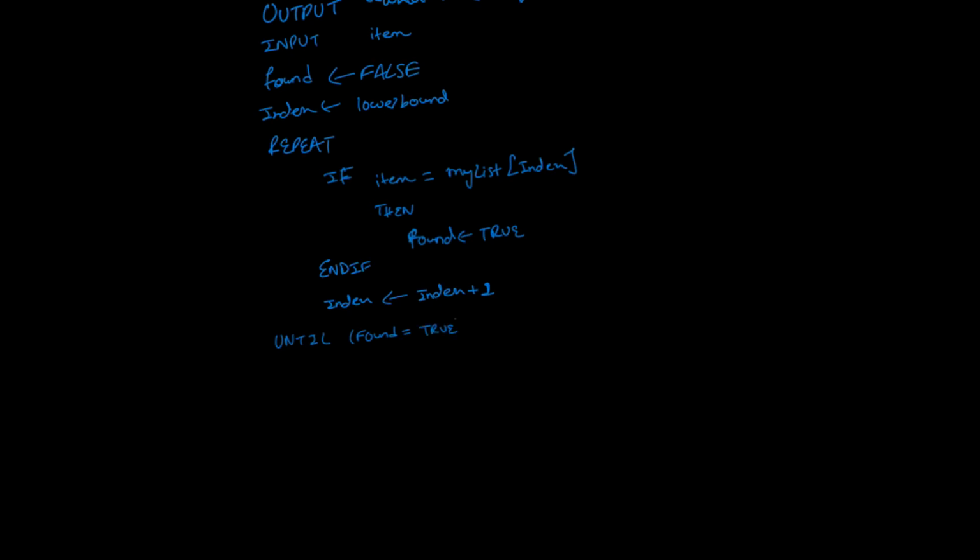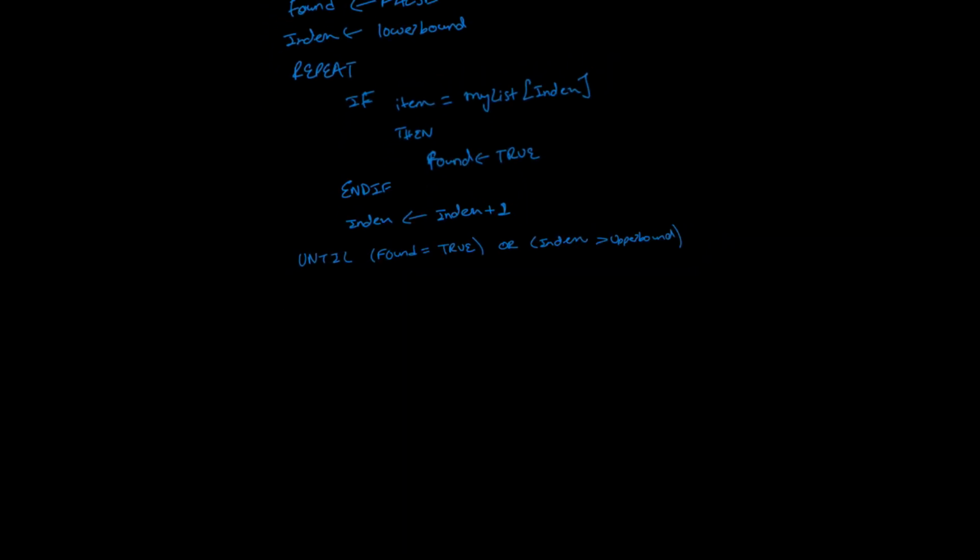So there are two conditions: either found is going to be equal to true, or the index while looping is going to become greater than upper bound. If index becomes greater than upper bound, that means you have already searched through all the indexes and you still haven't found the item inputted by the user.